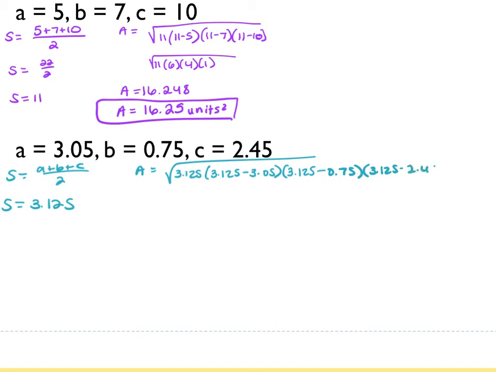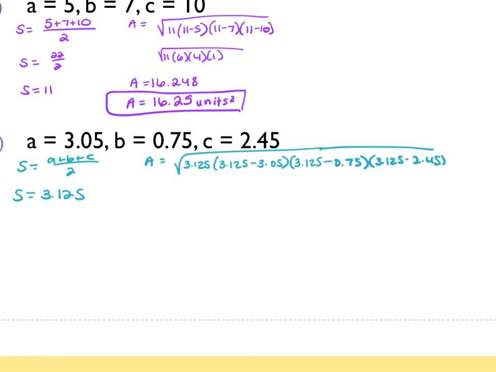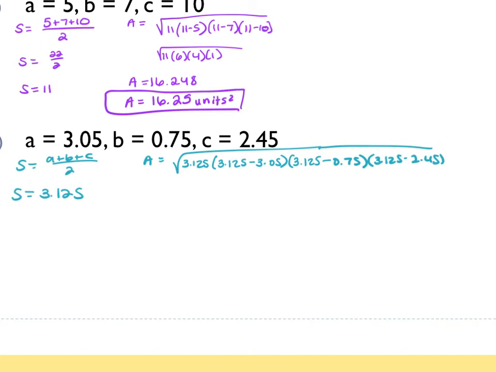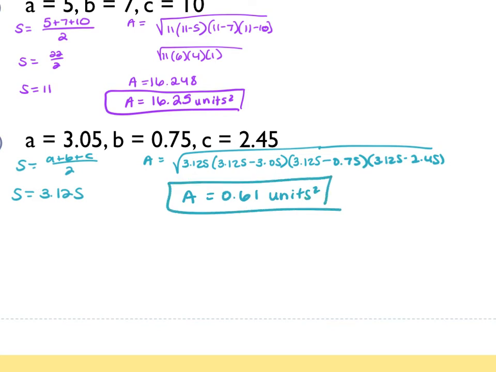3.125 minus 2.45. Okay, so I would add them all together, divide by 2, and I get 3.125, and then this is exactly what I would type in my calculator. The square root of 3.125, 3.125 minus 3.05, 3.125 minus 0.75, 3.125 minus 2.45, and my area is 0.612. And that's the area of the triangle, God bless you, formed by those 2 sides.